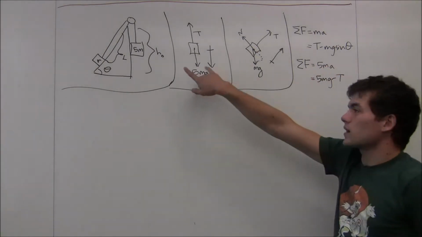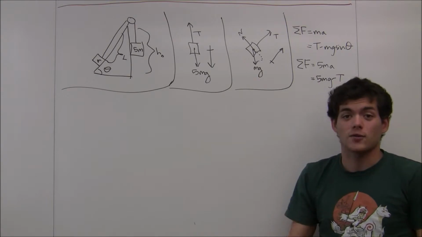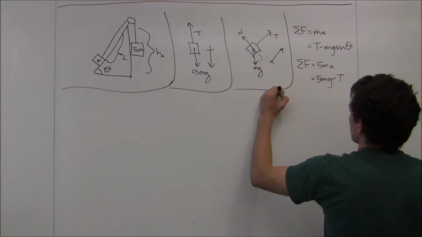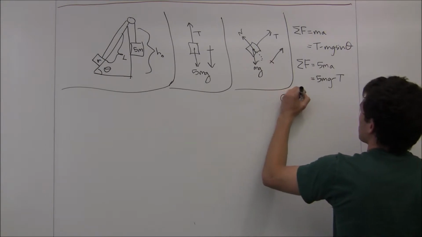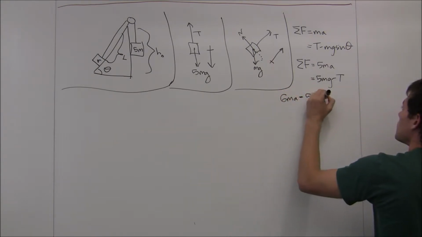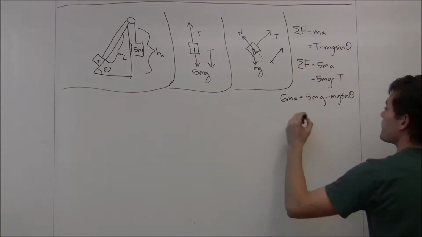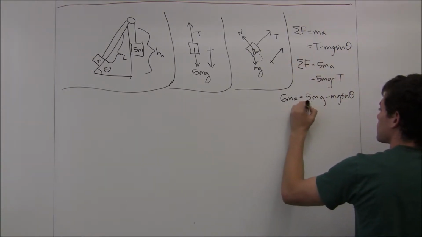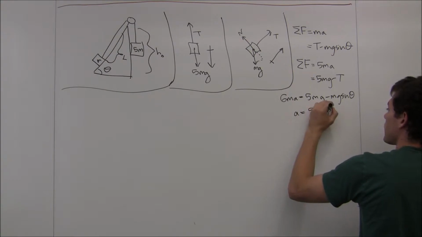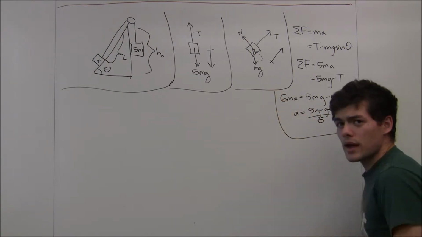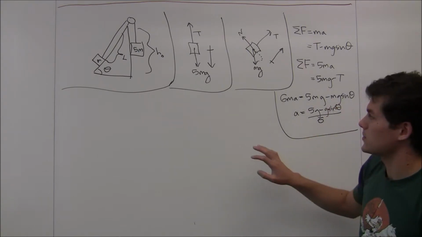Now because these two blocks are connected by a rope, they have to accelerate at the same rate. So what that means is that we can add these two equations together, and we ultimately get 6ma equals 5mg minus mg sine theta, and the tension terms cancel out, which gives us a equals (5g minus g sine theta) over 6.